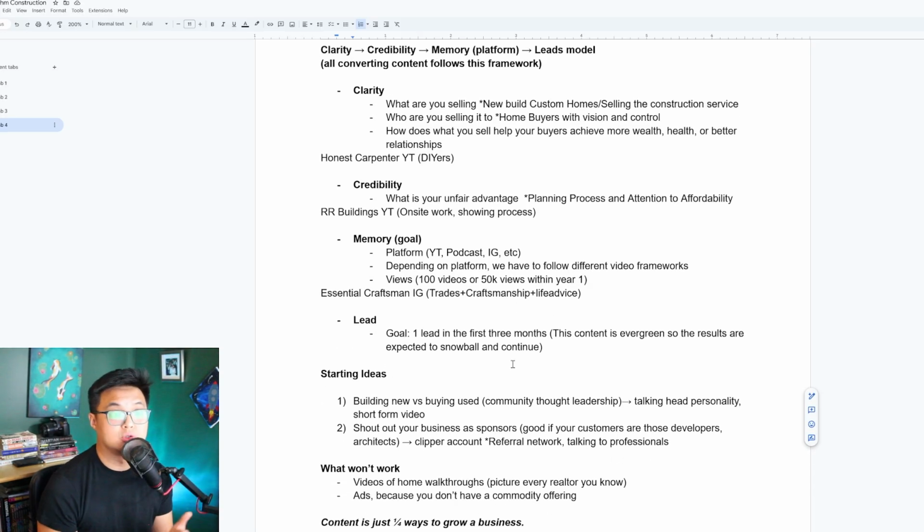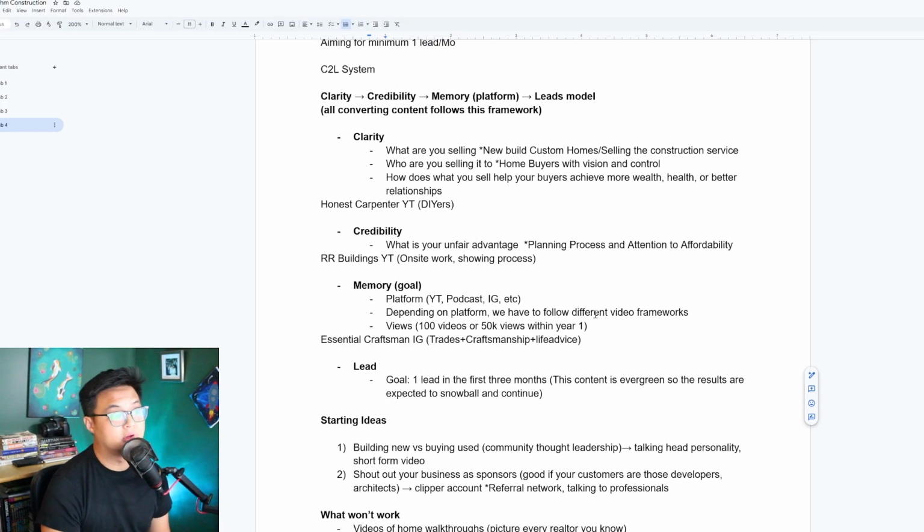It's expected to be able to make returns as time continues and theoretically snowball as well. So that one lead in the first 3 months, we of course would expect to see one lead every month and so on and so forth, if not more. And that's basically the whole framework that we use.